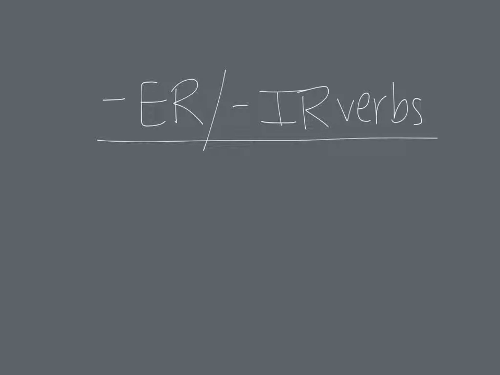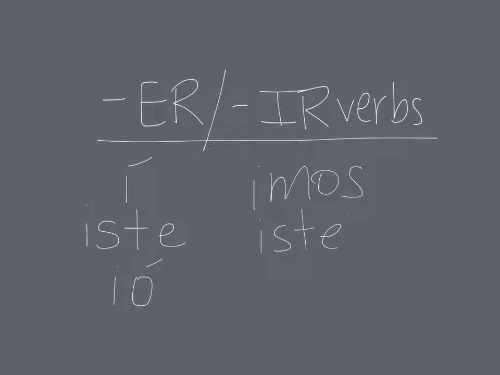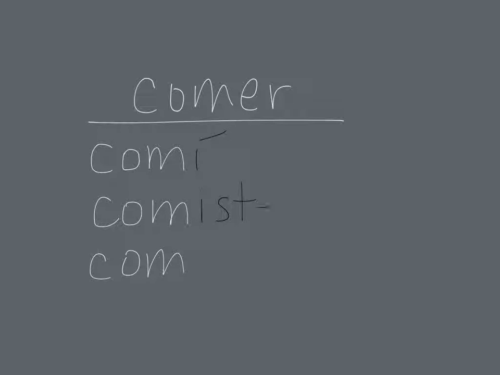ER and IR verbs are easy. They are exactly the same as each other. So we have í with an accent, iste, ió, imos, isteis, and ieron. And remember, these are already on your notes. And once again, we're going to take our verb, like comer, drop the ending to get our stem, and then we're going to add our endings. Yo comí. So instead of I eat, it would be I ate. Tú comiste. Él comió.